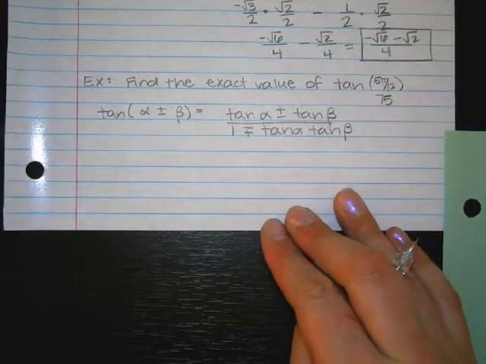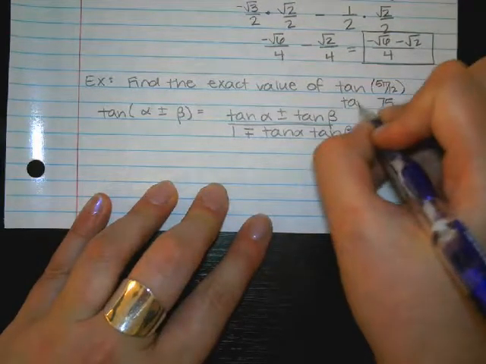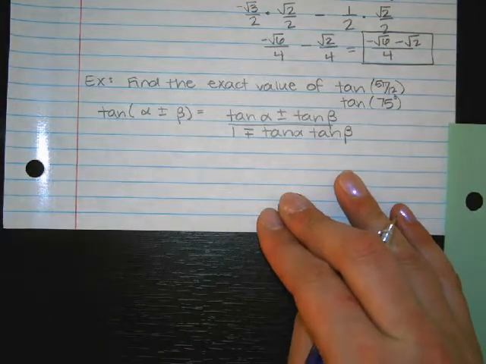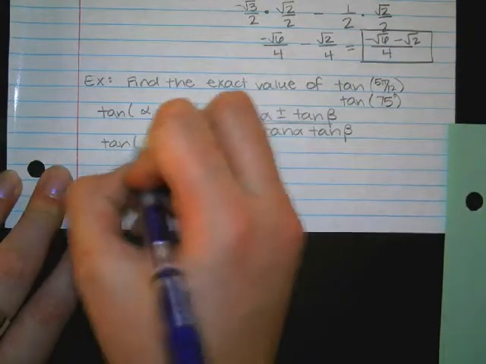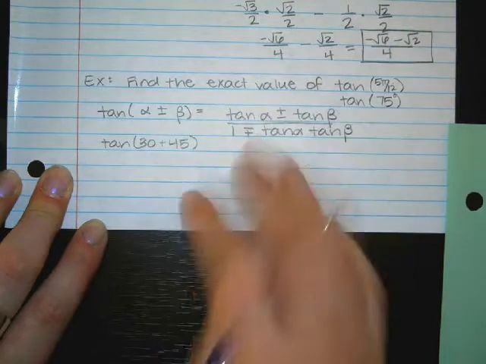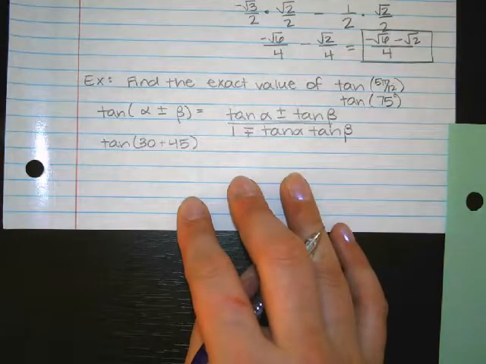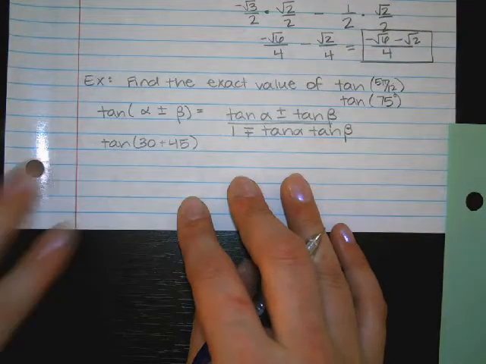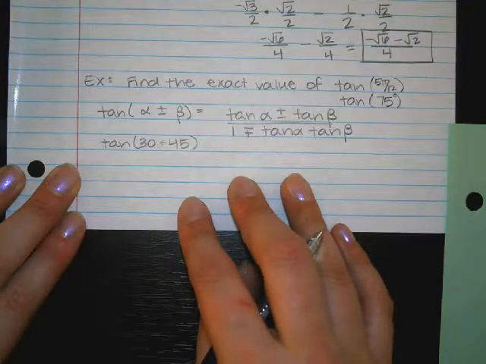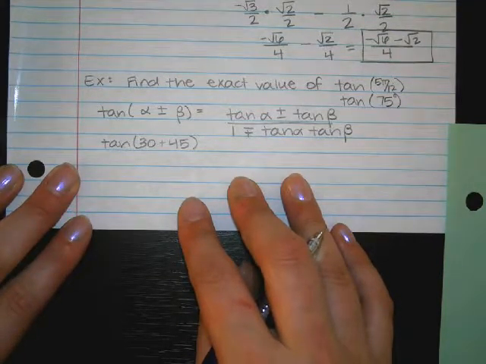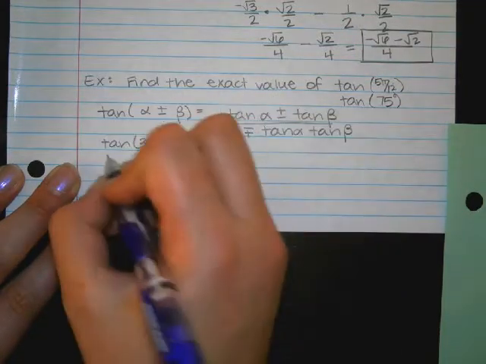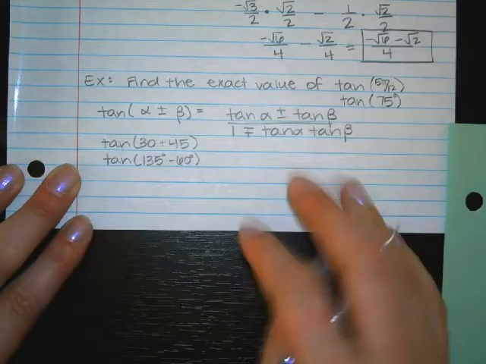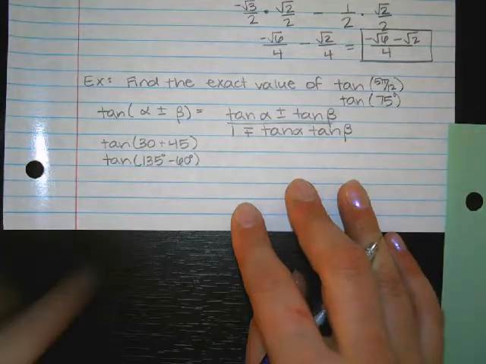What numbers on the unit circle would add or subtract to be 75? 30 plus... Oh, 130 minus 60. Wait, we don't have 130, my bad. Wait, 135 minus 60. Oh, that's what I meant. Yeah, 135 minus 60.